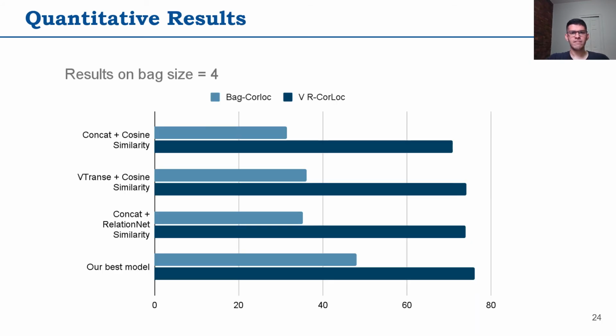We observe that on the VRD and VG datasets, our best method achieves top colocalization results, surpassing other baseline approaches. This can be attributed to two factors. Firstly, using VTransE to get a more semantic representation of visual relationships in the relation space. And secondly, the meta-learning based episodic training, which allows the model to generalize well on unseen test predicates.